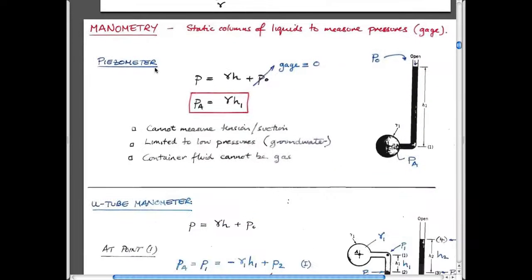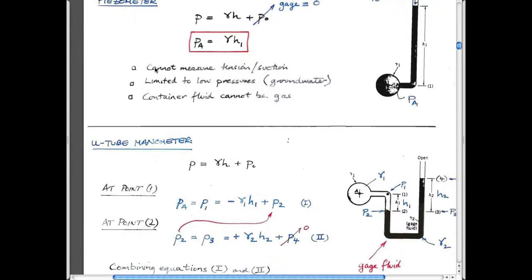To do that, all we will use is these sets of rules. If you go up, you subtract the unit weight times height. If you go down, you add the unit weight times height. If you go up in a gas, you add 0. And if you go horizontally in the same fluid without changing elevation, those 2 places are at the same pressure.